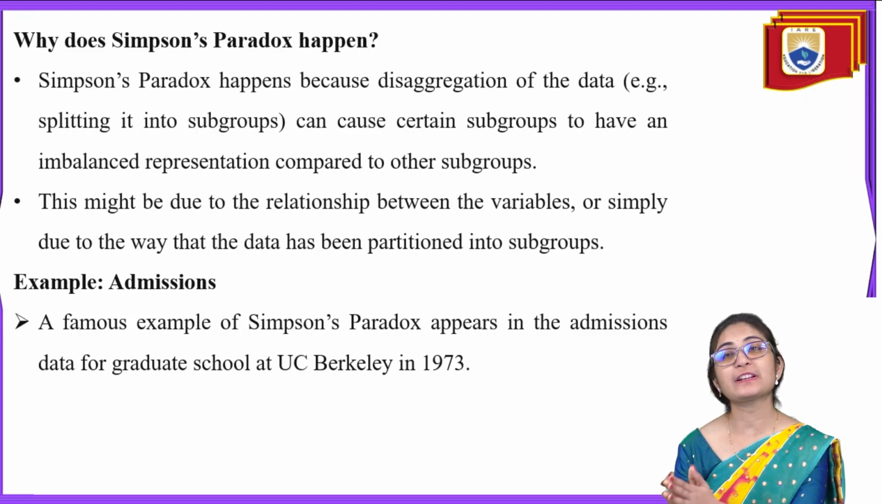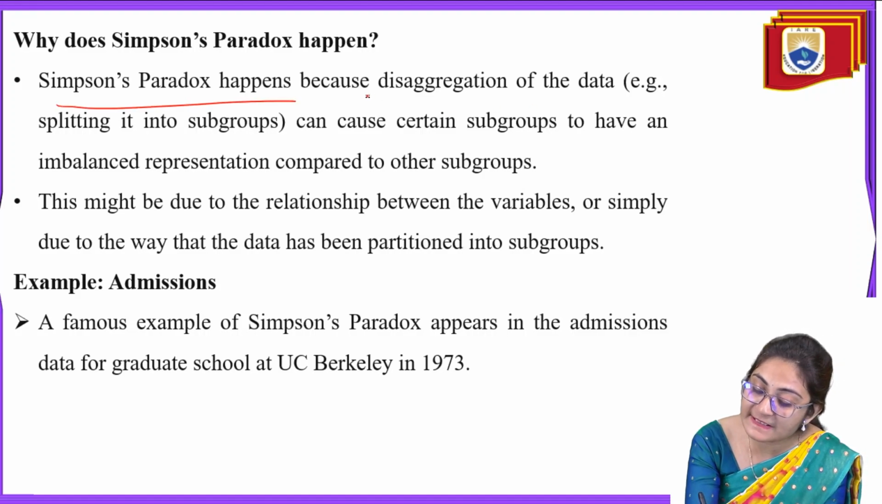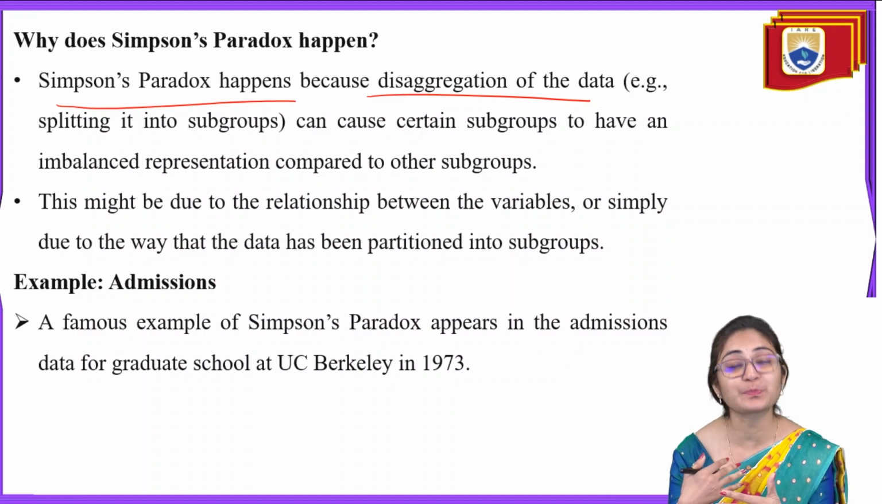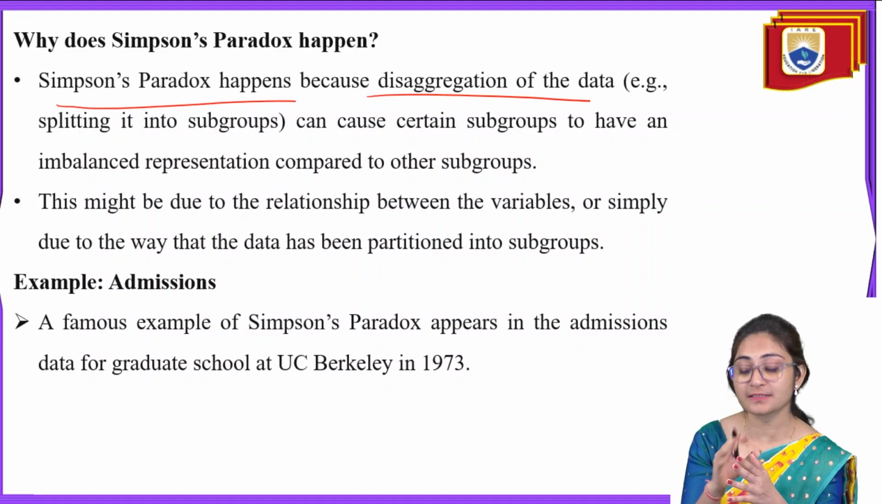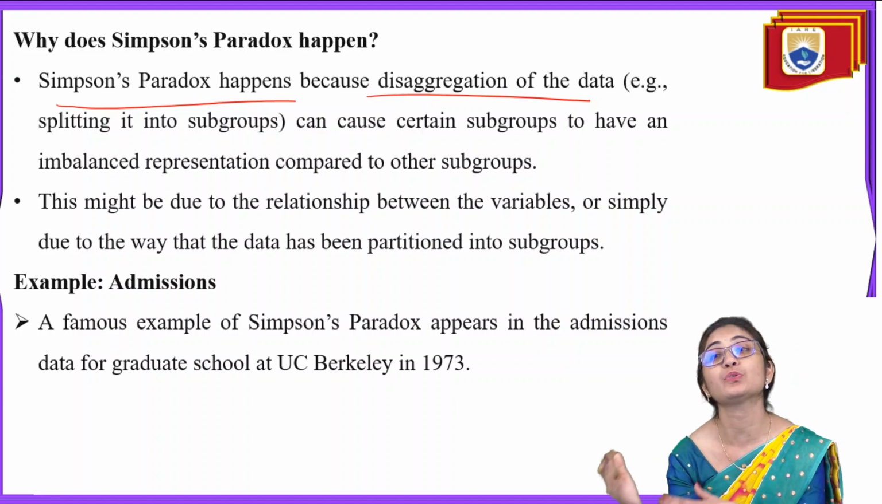Why does Simpson's paradox happen? Simpson's paradox happens because of disaggregation of the data. What is meant by disaggregation? We can simply say splitting into subgroups. And this disaggregation can cause certain subgroups to have imbalanced representation compared to other subgroups.